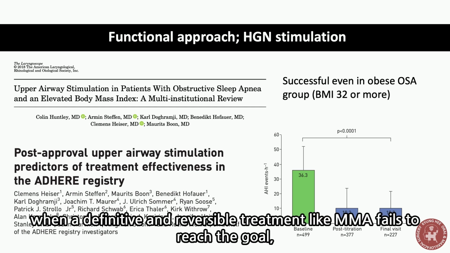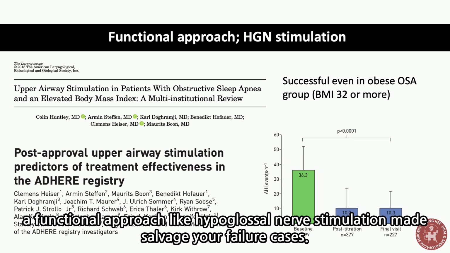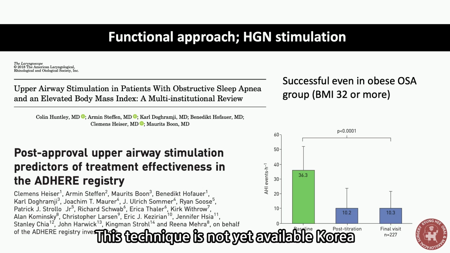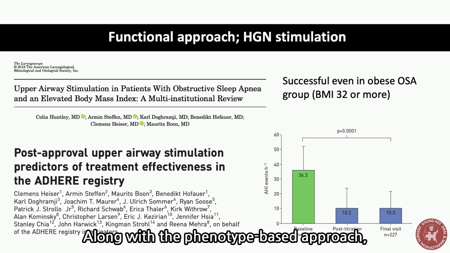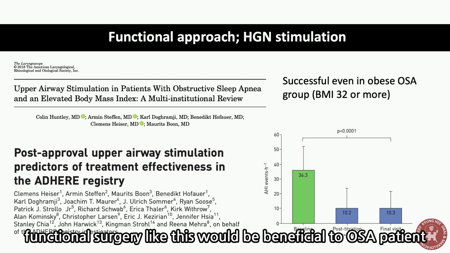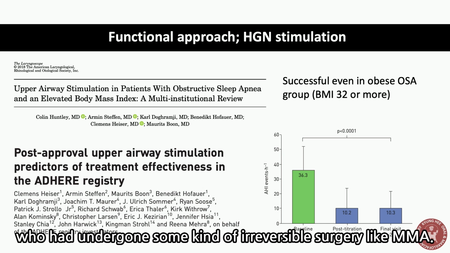When a definitive and irreversible treatment like MMA fails to reach the goal, a functional approach like hypoglossal nerve stimulation may salvage your failure cases. This technique is not yet available in Korea, but I think this would be a good rescue option for a failure case or recurrence. Along with the phenotype-based approach, functional surgery like this would be beneficial to OSA patients who had undergone some kind of irreversible surgery like MMA.